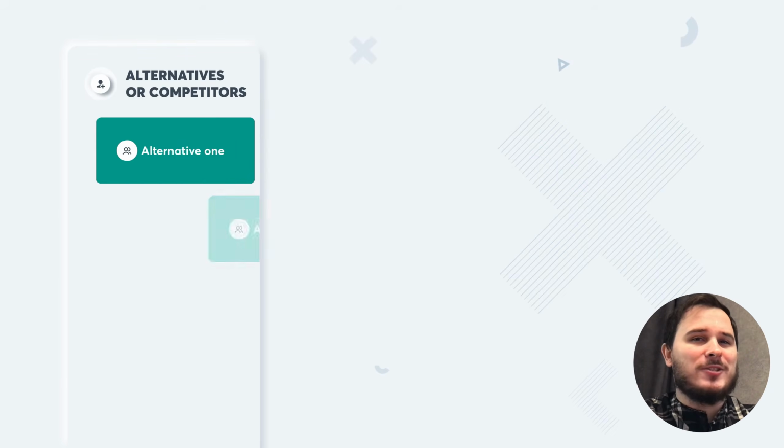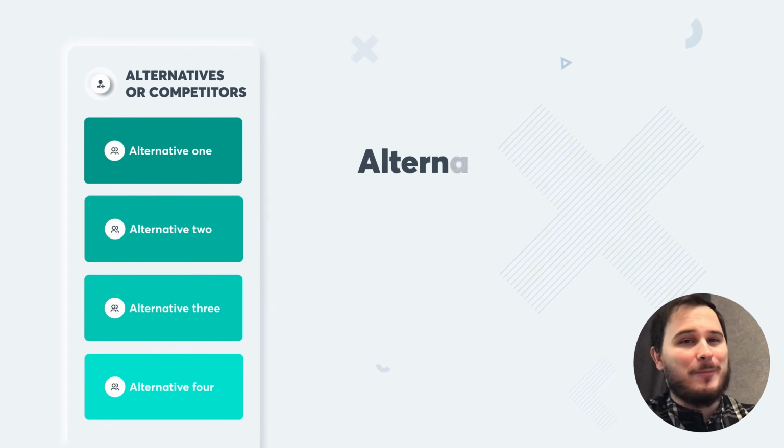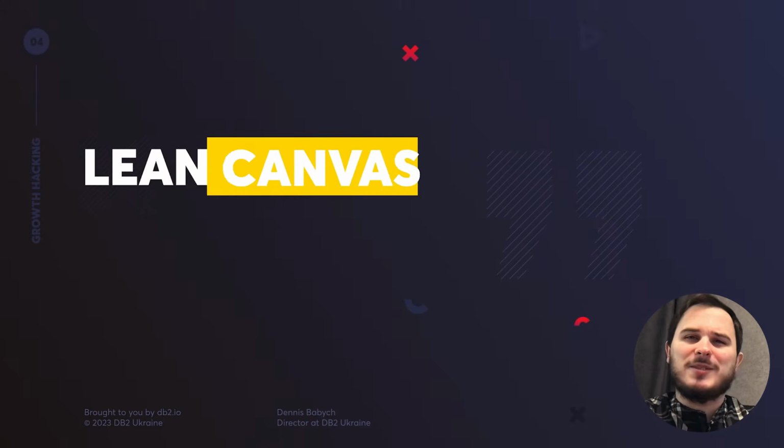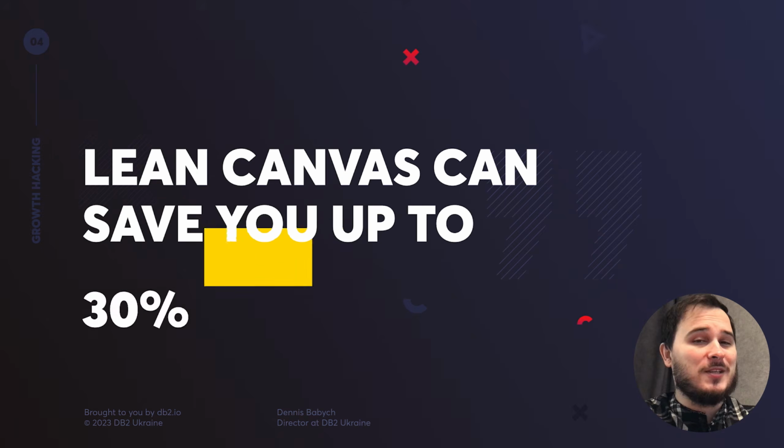Alright, let's move on to the next block. Alternatives or competitors. When crafting your business plan, it's vital to identify your direct competitors, as well as other ways your customers might solve their problems. Focusing on your direct competitors will help you gain a deeper understanding of the product you're planning to create. You don't need to reinvent the wheel, but always keep an eye on competitors in other countries for fresh and unique features you can adopt for your market. Pro tip: a well-completed lean canvas business plan can save you up to 30% on expenses.